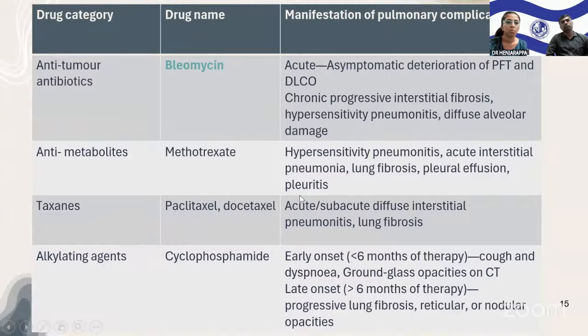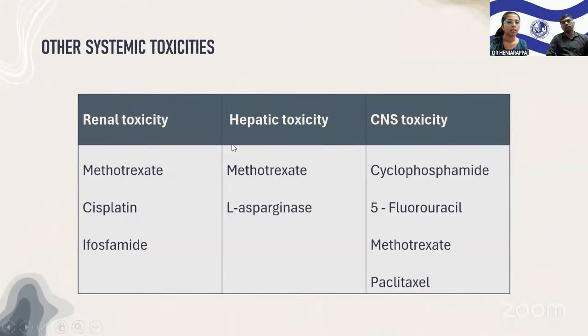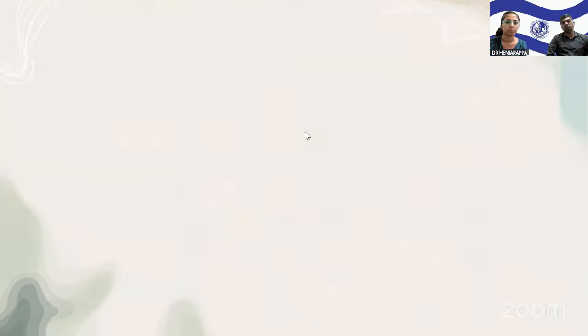Coming to pulmonary complications, the most important drug category is the anti-tumor antibiotic bleomycin, which can manifest acutely. The patient may be asymptomatic, with only deterioration of pulmonary function tests and DLCO. Whereas chronically, the patient might develop progressive interstitial fibrosis, hypersensitivity pneumonitis, and diffuse alveolar damage. And these are the other chemotherapy drugs which affect the respiratory system, as well as drugs with other systemic effects: renal, hepatic, and CNS toxicity.